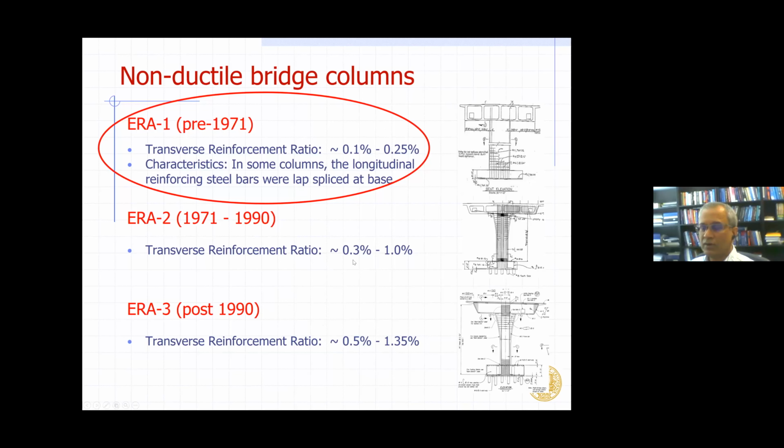And the focus of this particular project is to look primarily at era 1, because this is where we expect most of the damage to bridges. Some of the more modern bridges are pretty well designed, and we don't expect extreme damage to some of these modern Caltrans bridges.